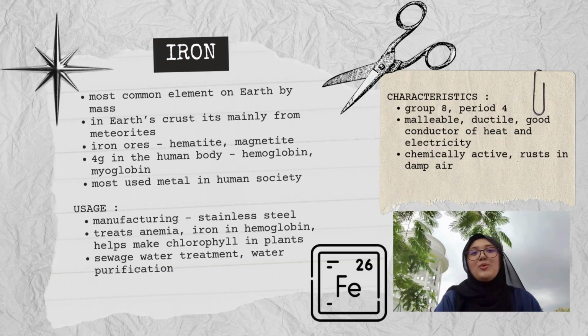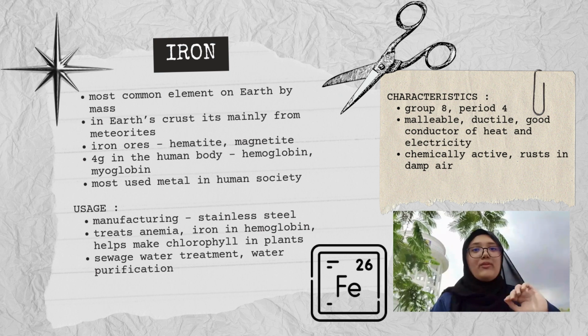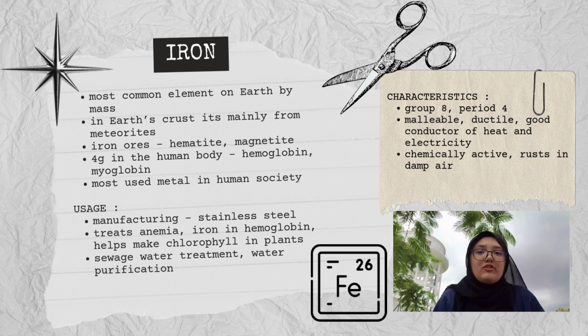Next up is iron, the most widely used metal in human society. Iron is in group 8 and period 4. It is malleable, ductile, and a great conductor of heat and electricity.